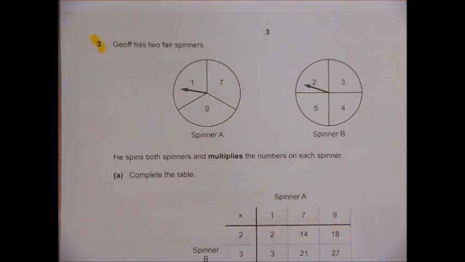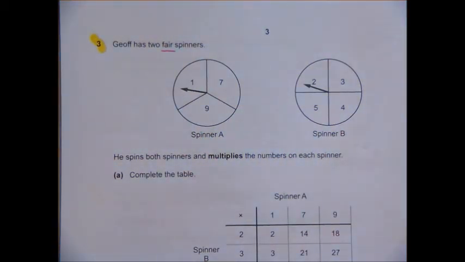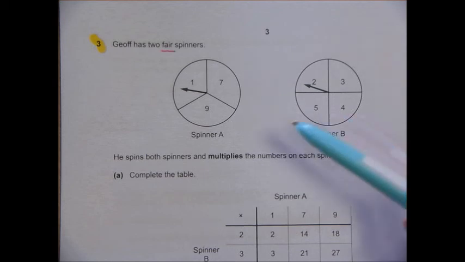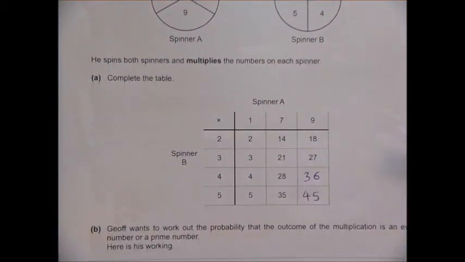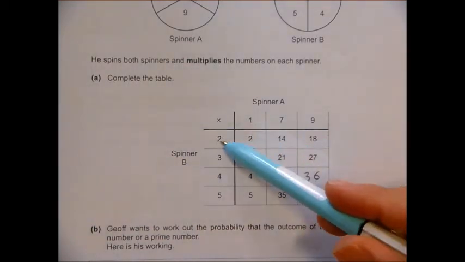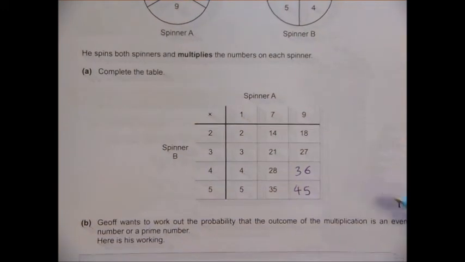Question 3. Jeff has 2 fair spinners. So go back to what the fair means. It means not biased. He spins both spinners and multiplies the numbers on each spinner. So there's the 2 spinners, and here is the table which he has started to fill in, and hopefully you can see what he's doing, that he's multiplying them. So 1 times 2 is the 2, 7 times 2 is the 14. So you get 1 mark for doing 9 times 4 and then 9 times 5. For my money, that is the easiest mark on the paper.